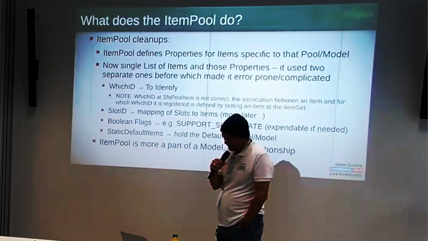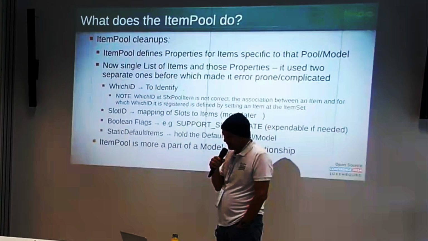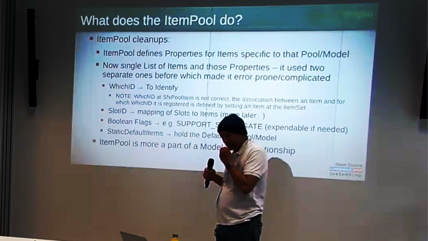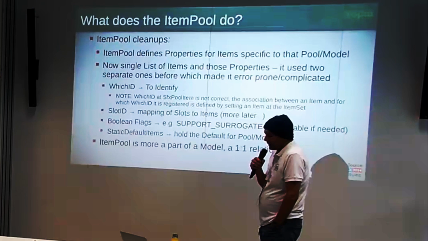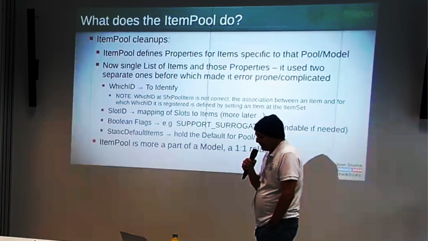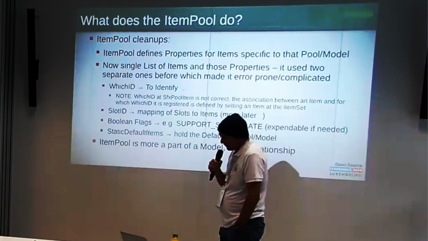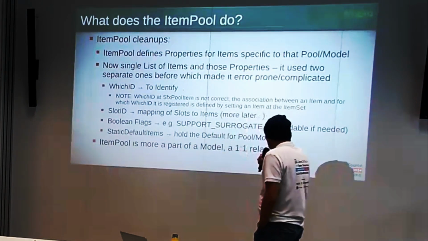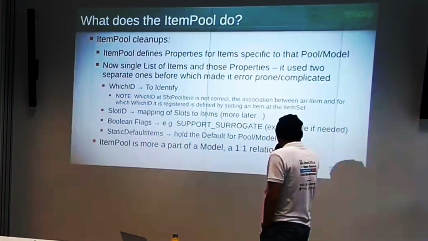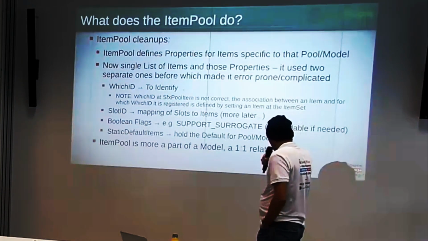the item pool is also doing the mapping of slot IDs to which IDs. I will talk a little bit more about that later in the remaining problems section. And it offers Boolean flags. So instead of having single members, it's now easier to add more flags if we have some more stuff to do with items. So as I said, item pool is more a part of a model. So the model could also be derived from an item pool nowadays.